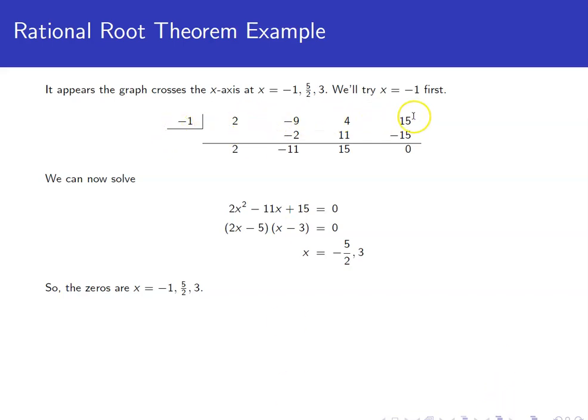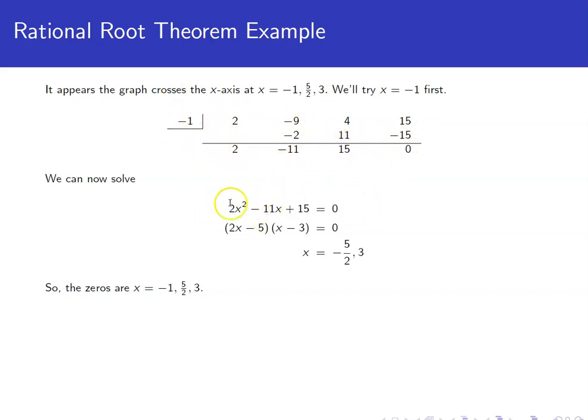Here are the coefficients of the polynomial. Bring down the 2. Multiply by the -1 to get -2. Add down to get -11. Multiply to get 11. Add down to get 15. Multiply to get -15. Add down to get 0. So we started with a cubic. This is a 0. We now have a quadratic.